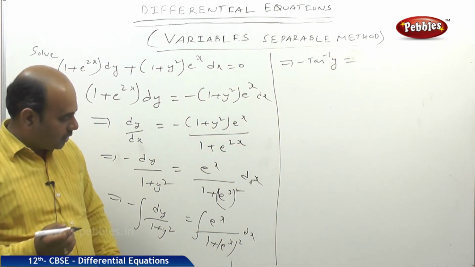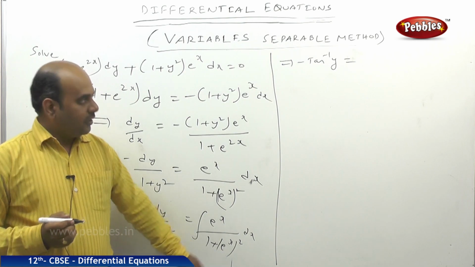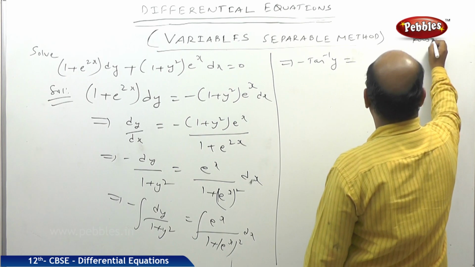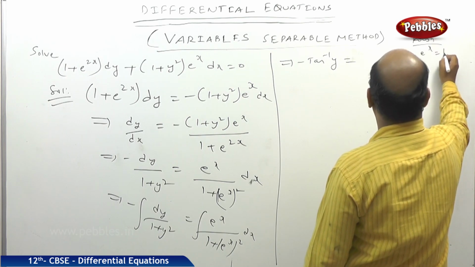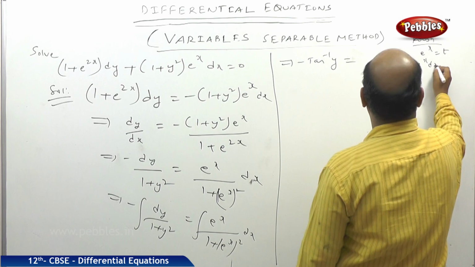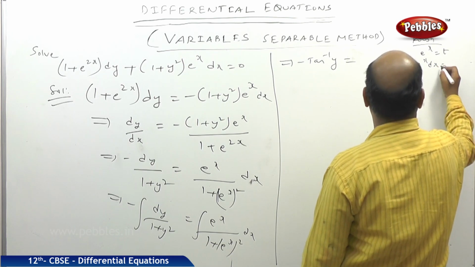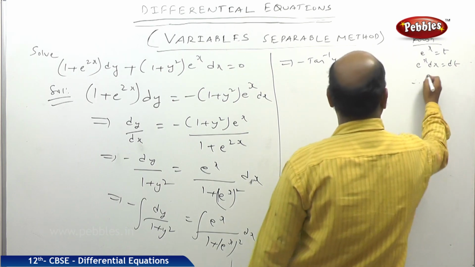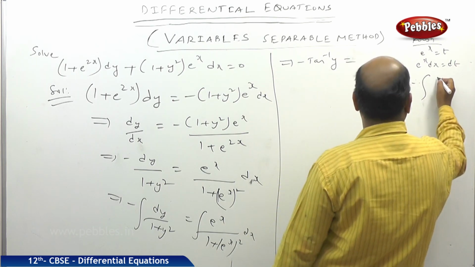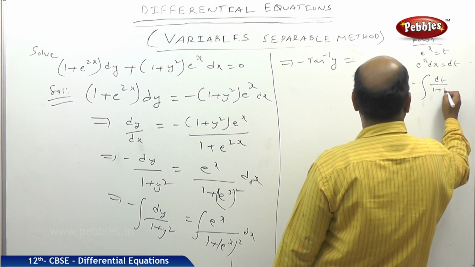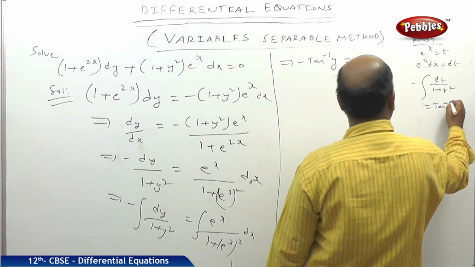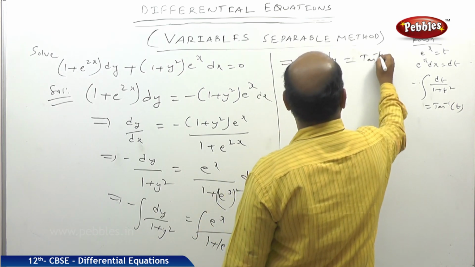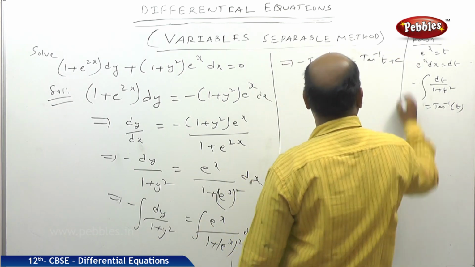And here also, if you observe carefully, in rough I am putting e power x equal to t. That means if I differentiate, I will get e power x dx equal to dt. So our integral will turn into dt divided by 1 plus t square, that is nothing but tan inverse of t. So that implies tan inverse of t plus c.